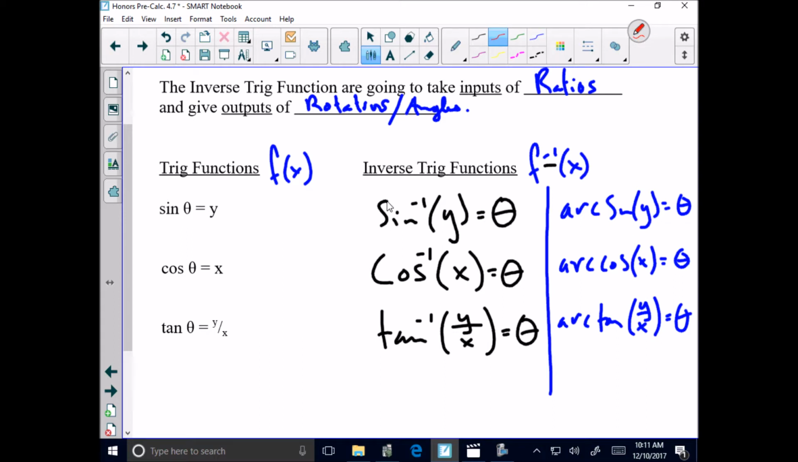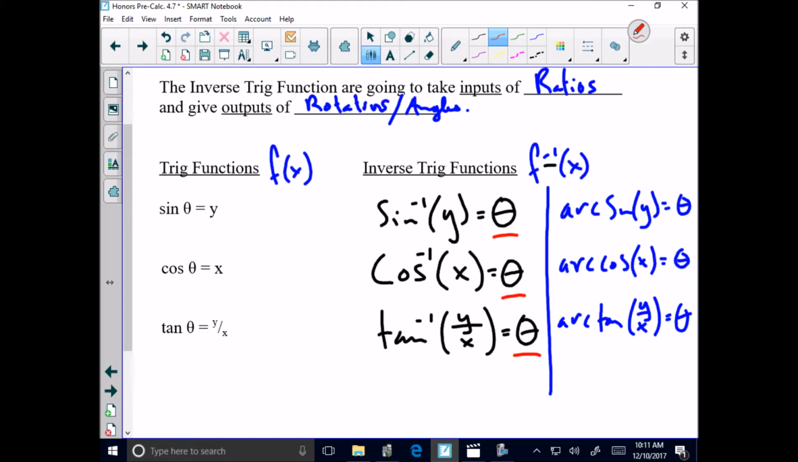We take a ratio defined on the perimeter of the unit circle with the x value and the y value, and the output is the rotation where that ratio occurs. But we've got a problem here. If we think about sine, cosine, and tangent, they're cyclic functions. So there are an infinite number of rotations where a ratio would occur.